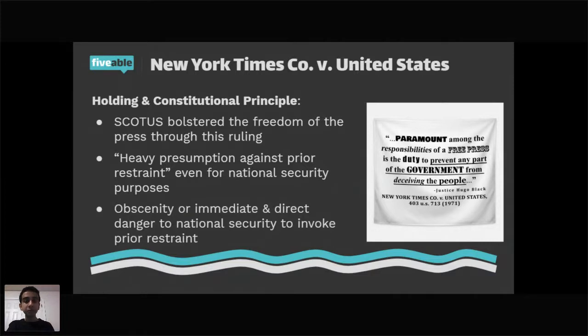The main exceptions that you definitely want to know, this could appear on your AP exam, are obscenity or immediate and direct dangers to national security. So if there is clearly obscene content, or a direct and imminent threat to national security if it is published, then obviously it cannot be published and prior restraint can be invoked. However, other than that, there's no other exception to preventing a news company like the New York Times from publishing something like this.